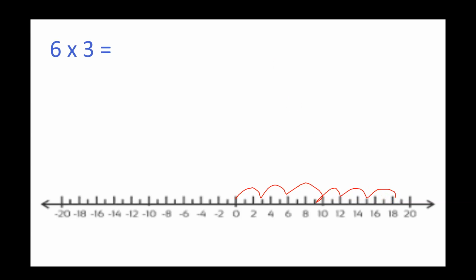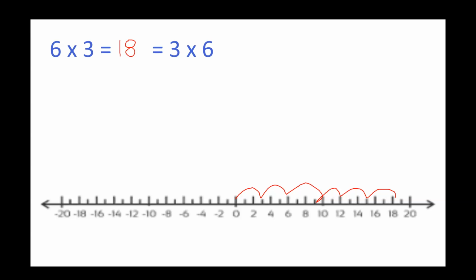We also know that multiplication, like addition, is commutative, meaning the order of the numbers in the problem doesn't matter. So in the same way that 6 times 3 gives us 18, 3 times 6 is also 18.